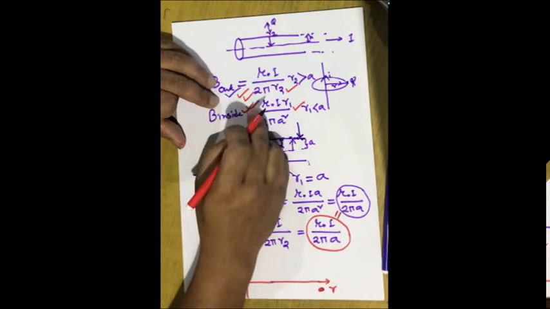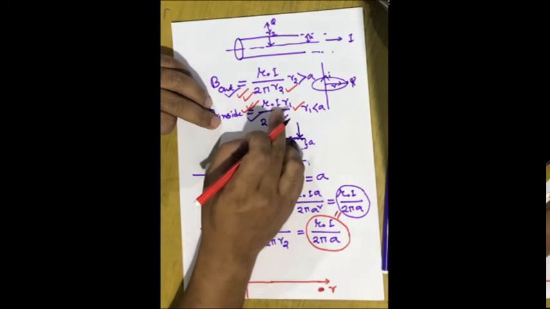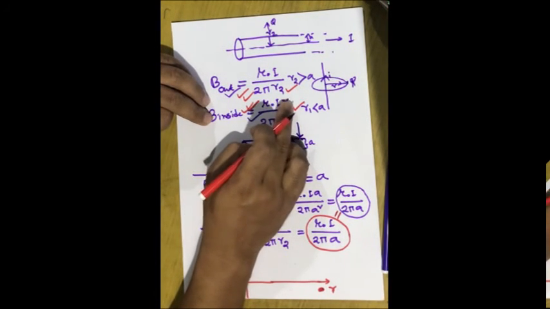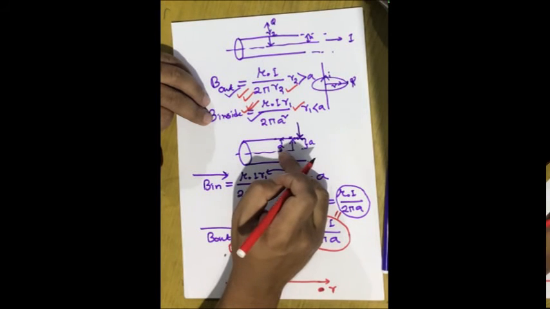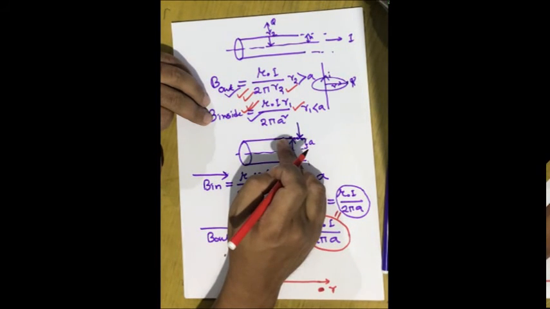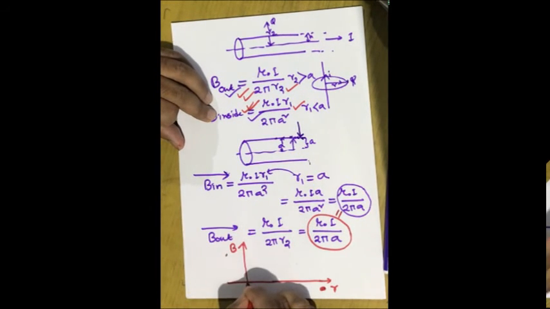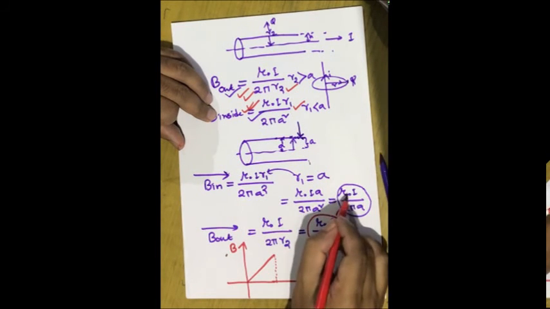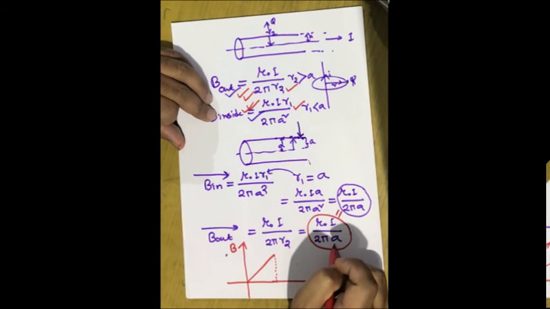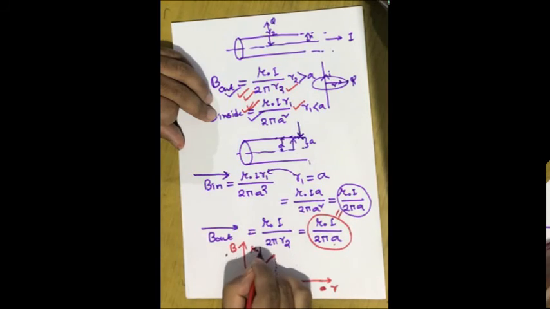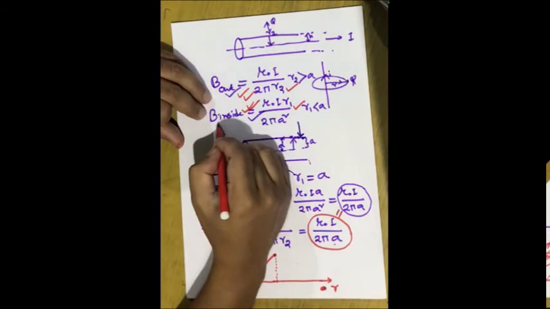Now you see in the inside of the wire, B is proportional to R1. That means if we increase the distance from the center of the wire or axis of the wire, the magnetic field will increase linearly. So here the magnetic field will be like this. This is a linear increase. When R increases, B also increases. So at the surface it will reach the maximum point, and that value is mu naught into I divided by twice pi into A.